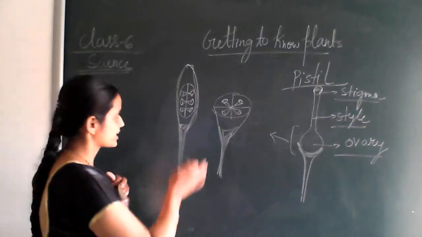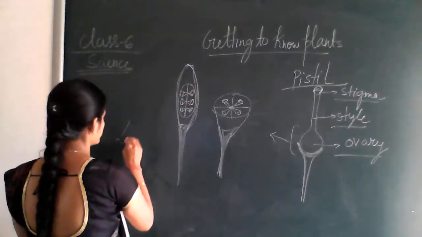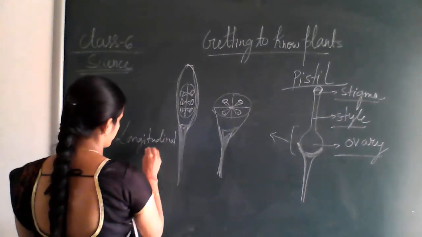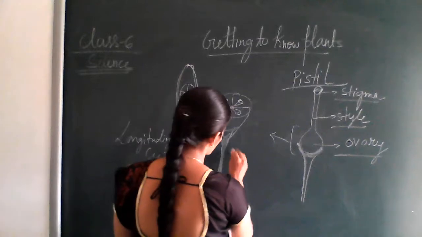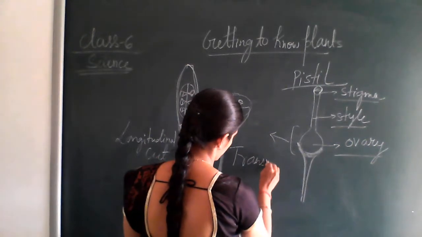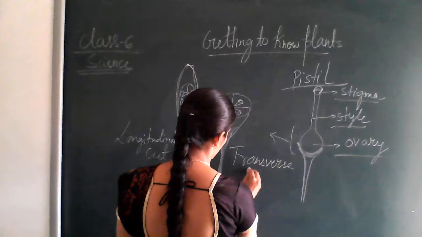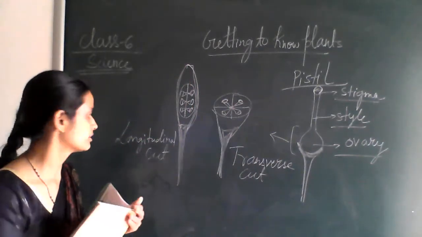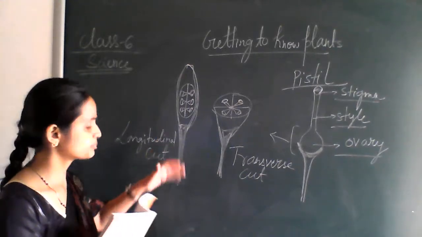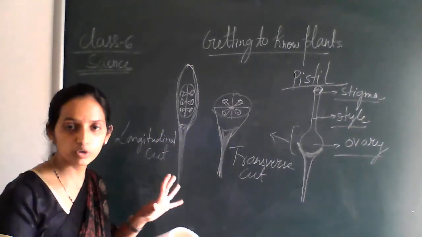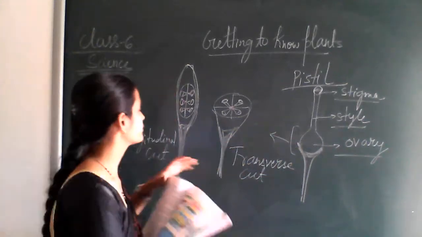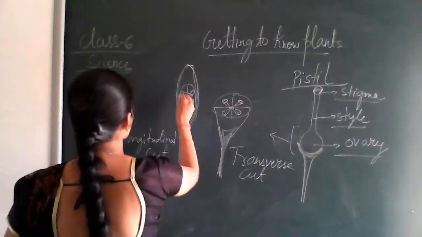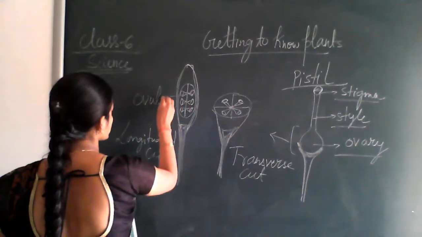Okay, so two sections. This is your longitudinal cut and this is your transverse cut. One we have cut like this, one like this, right? So in the first part you are going to see the ovules. In the ovary part we are able to see the round bodies, that is your ovules. So these are called ovules.